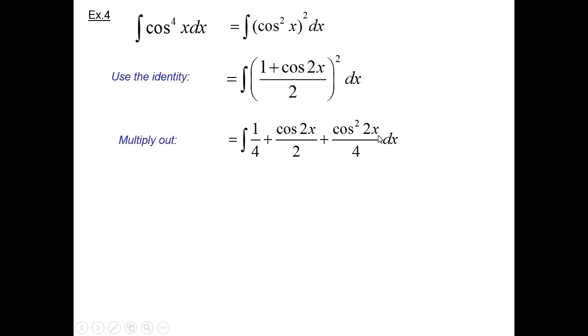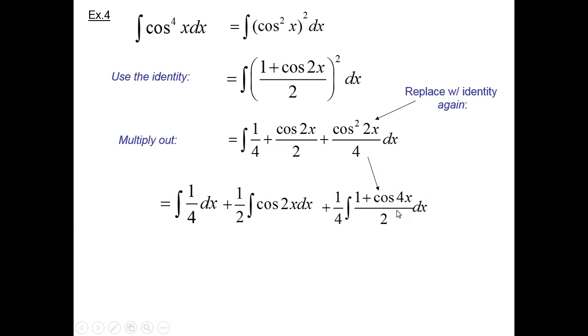Now the last one, if you'll notice again, we've got a cosine squared term. So we're going to have to repeat this process a little bit and use the power reducing formula one more time to get rid of this cosine squared term. Now think about, since this angle is 2x, when we use the formula or the identity, and we double it, that angle will become 4x.